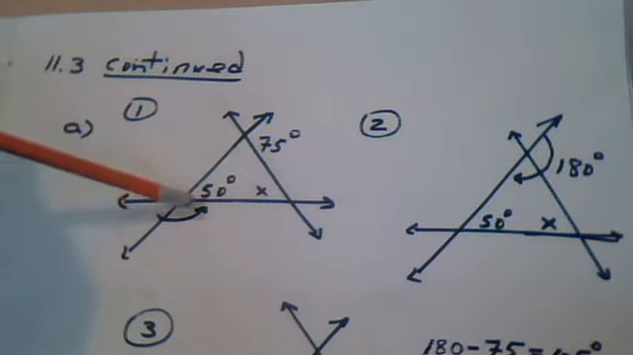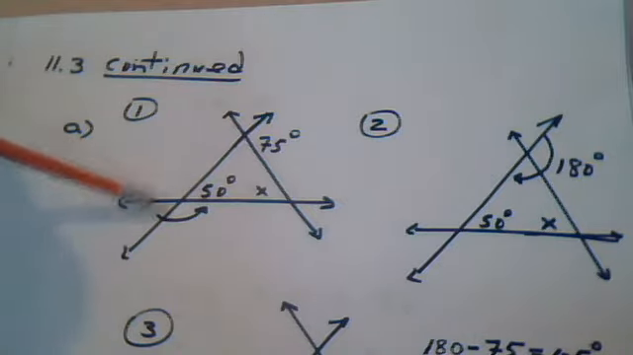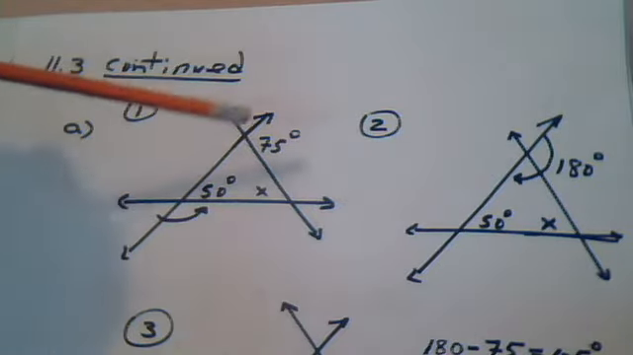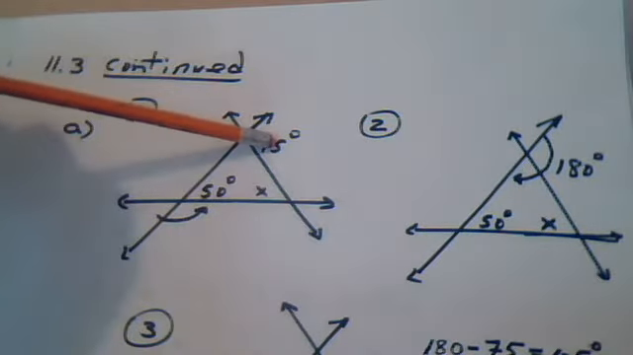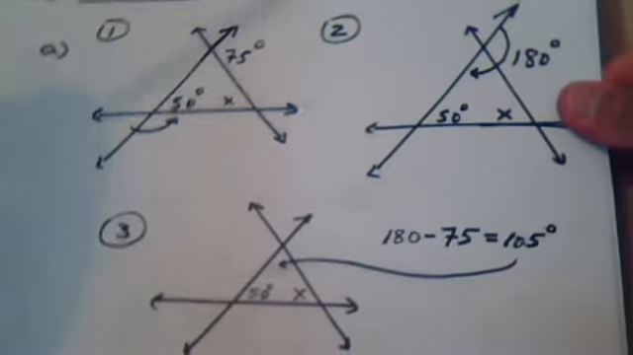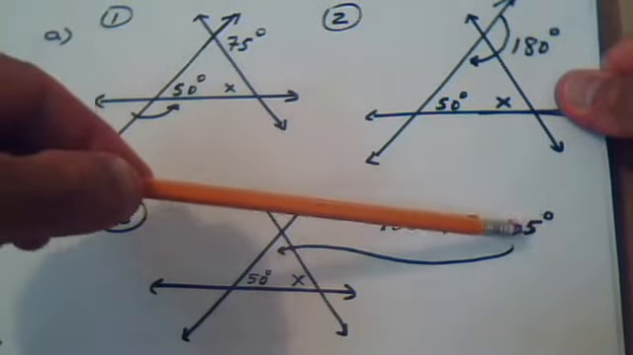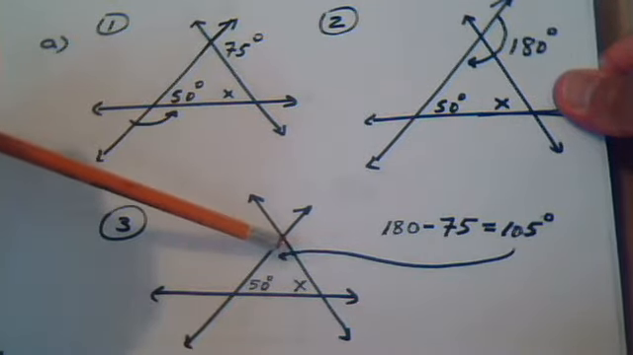So this 50 is transferred to this location because these are vertical angles and they're always equal. Vertical angles are always equal. This is 180. So 180 minus 75 will give you this angle. So 180 minus 75 gives you 105 degrees. So that goes right here, 105 degrees.